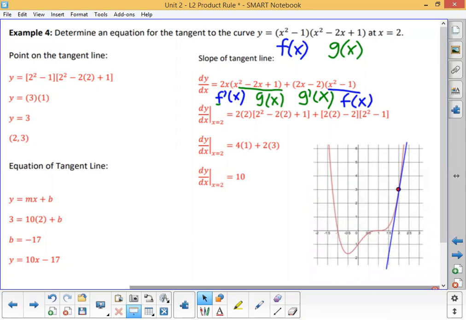The function, and this is why we do our functions course, I have a polynomial function here. At x is equal to 2, y is equal to 3. That is a point on this particular tangent line, which looks like this, has a slope of positive 10. That's why it's a very steep slope. And the equation of that tangent line is 10x minus 17.